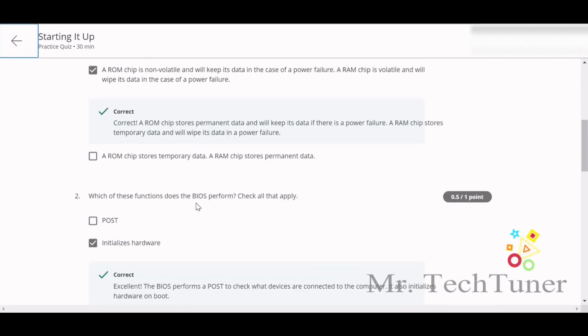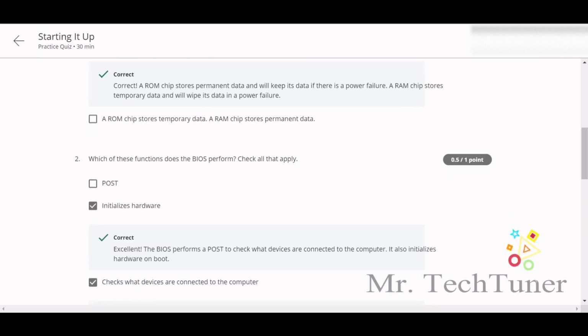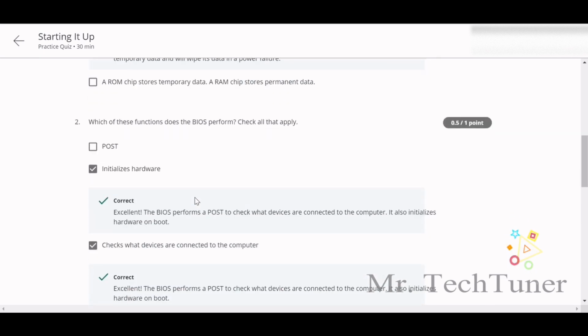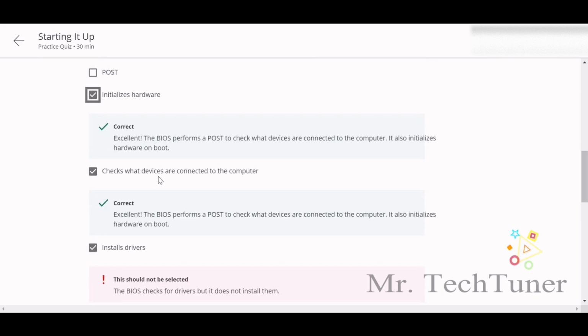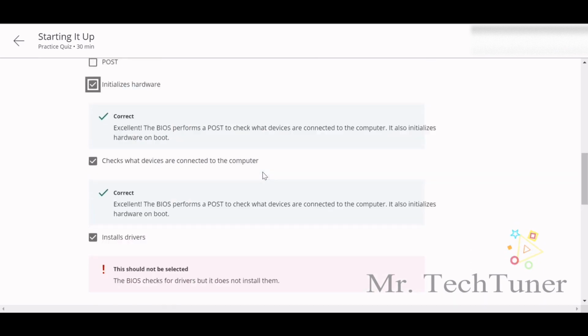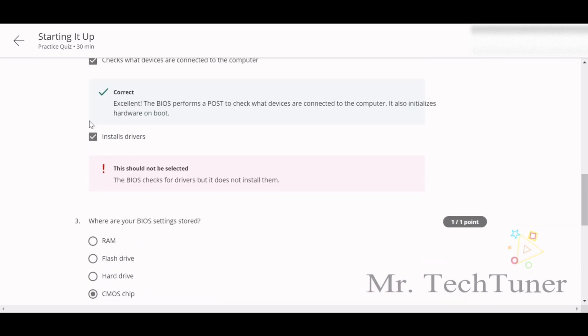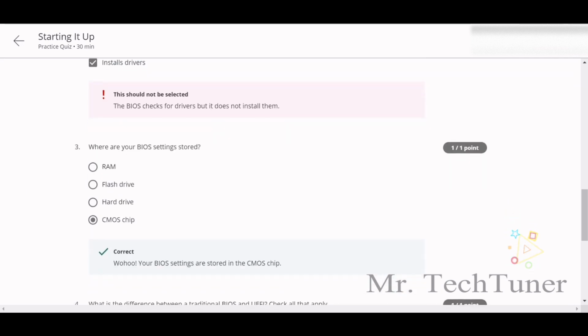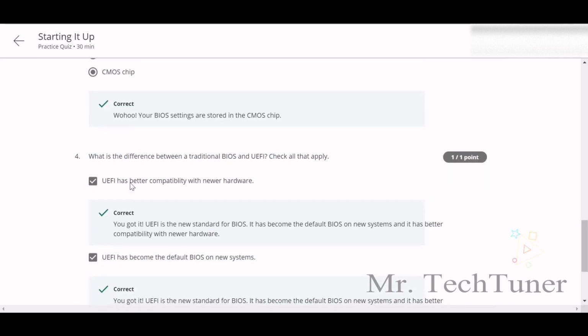Second question: which of these functions does the BIOS perform? Actually, a BIOS initializes the hardware and checks whether devices are connected to the computer. Third question: where are the BIOS settings stored? In the CMOS chip or CMOS battery, whatever you say.